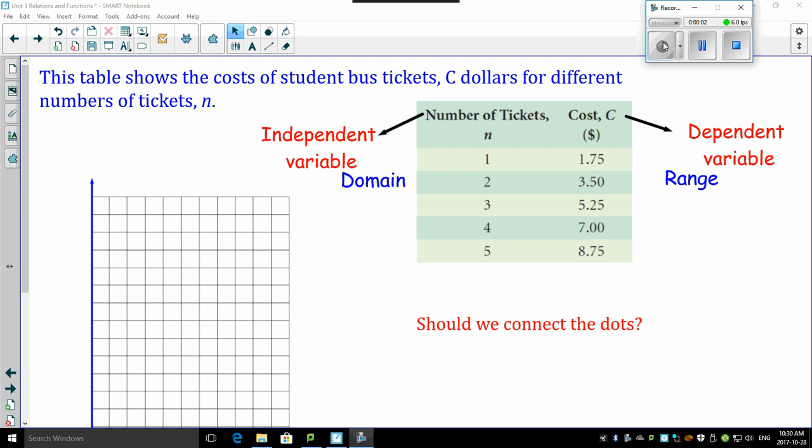Some more examples to look at. Look at this particular one. Very similar to the last one, but again, slightly different. This table shows the cost of student bus tickets, C, in dollars.